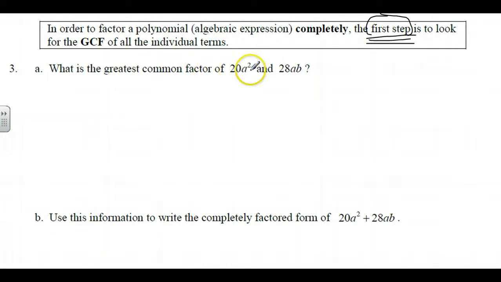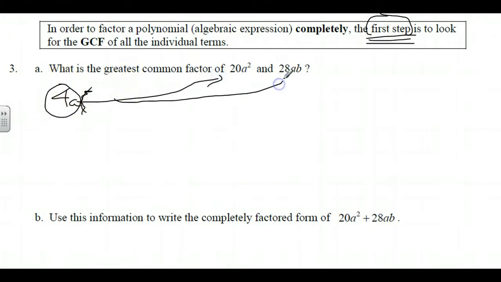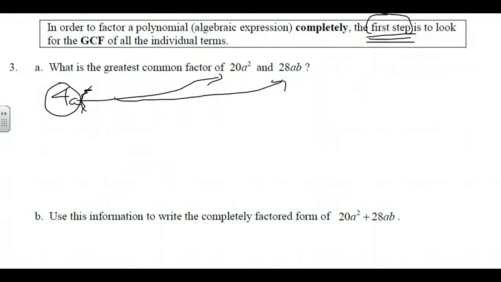Okay, greatest common factor of 20a squared and 28ab. Well, remember earlier we did the greatest common factor of the numbers, the number is 4. And now we look at the variables and we say, well, do they have something in common? Yes, they do. They have an a in common. And so we're going to take the lowest power of a, since it will go into both. So 4a is common to both, it will divide into 20a squared and it will divide into 28ab.